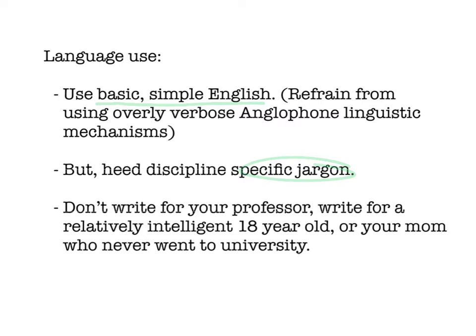A good guideline when writing is to write for a relatively intelligent 18-year-old, or your parents who do not have post-school education. If they can understand what you are writing, then that means your writing is clear and simple. This also forces you to define key terms, which you might not do if you are writing just for your professor.